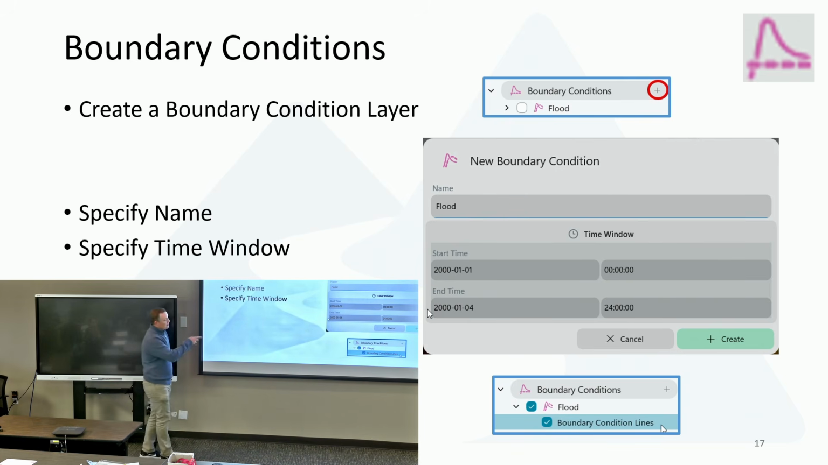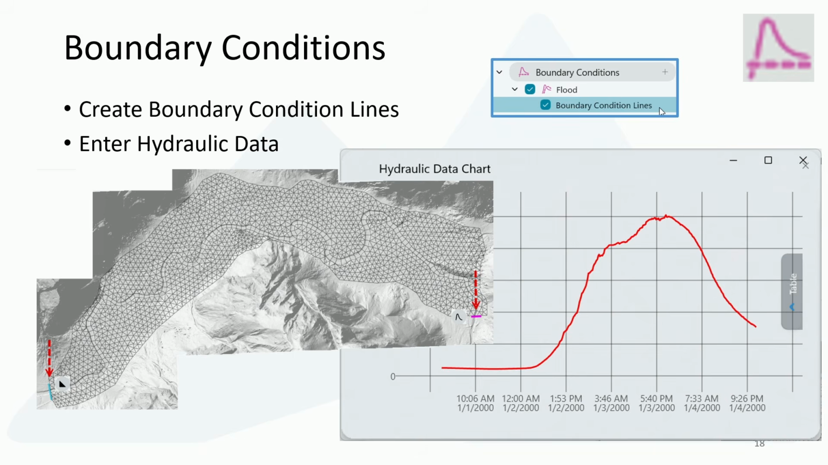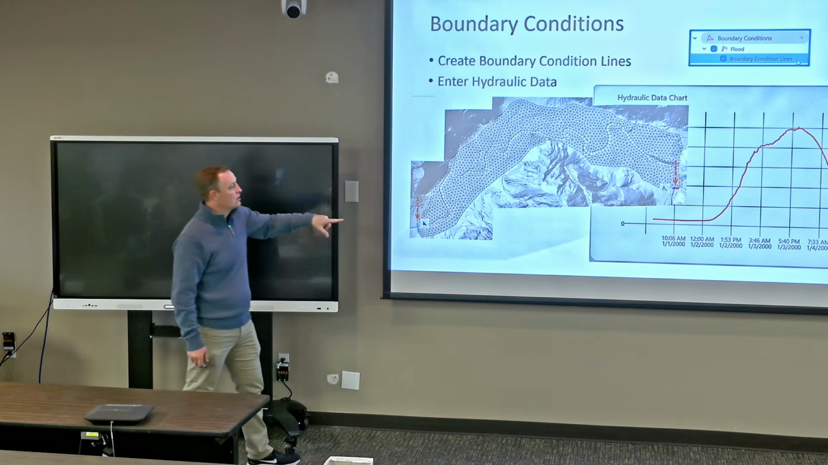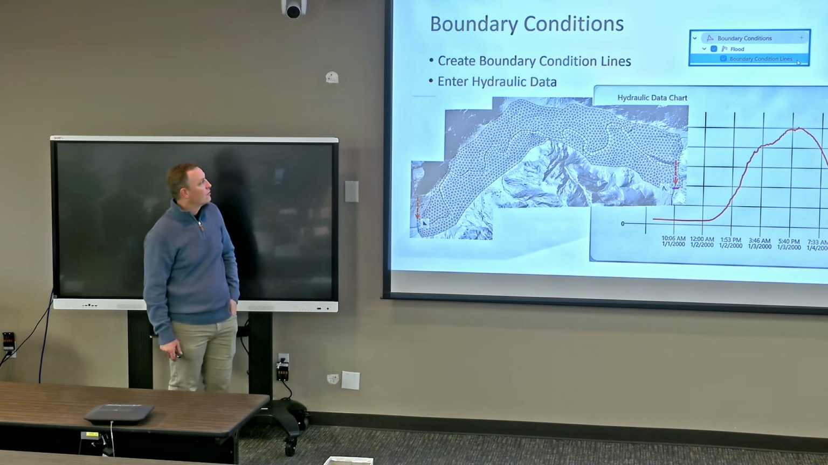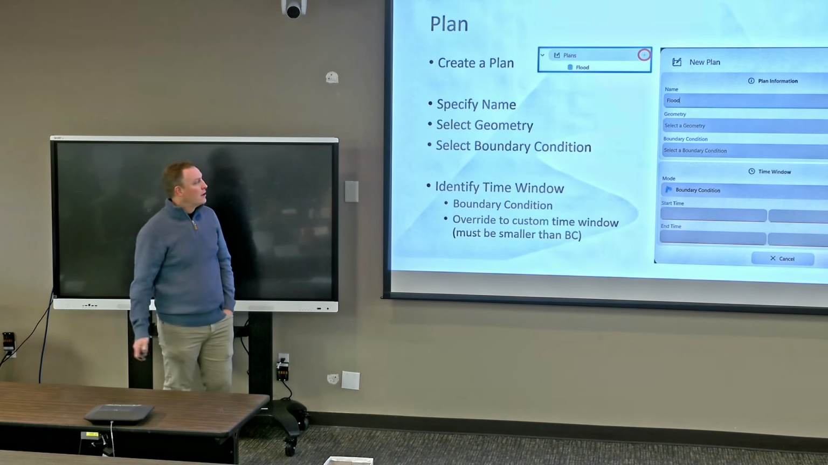And then we go to our boundary condition lines and we start adding those just like we did in RAS Mapper. Okay, so here we have a simple model. We have a boundary condition at the upstream end as our inflow and then a downstream normal depth condition for the downstream boundary.